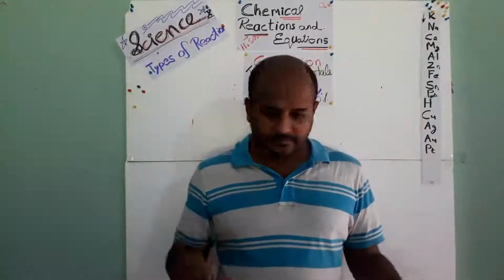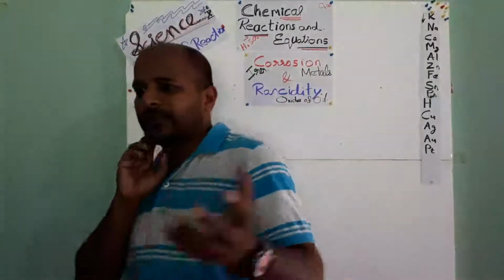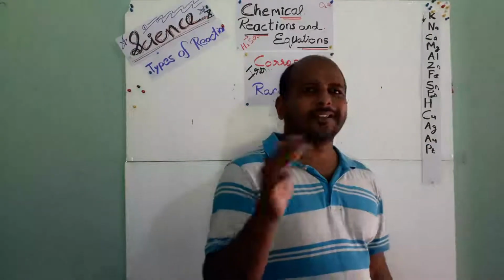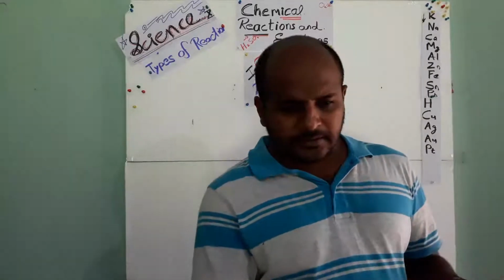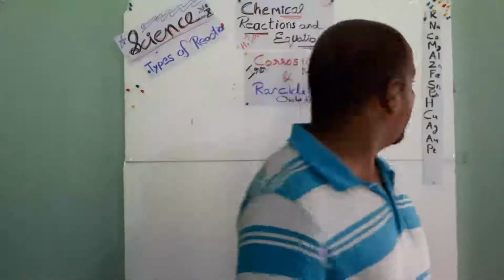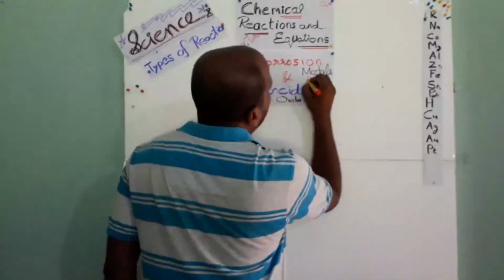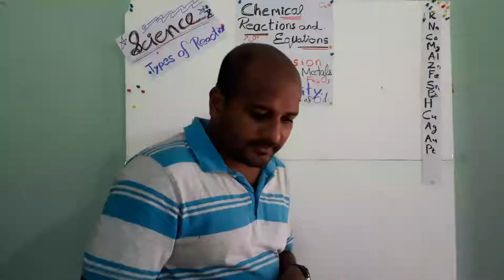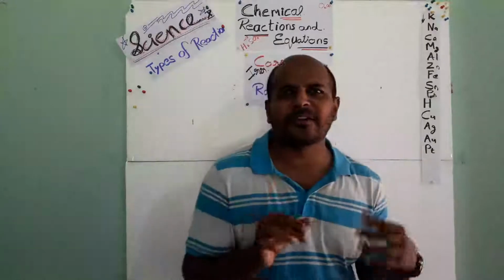Have you seen that? I don't have anything corroded here, otherwise I would show you. Anyway, you already know about the corrosion of iron. It will be covered with reddish brown particles. That is called corrosion. And what do you mean by rust? Rust, R-U-S-T. The formula of rust is Fe2O3, ferric oxide. That brown powder is called rust.